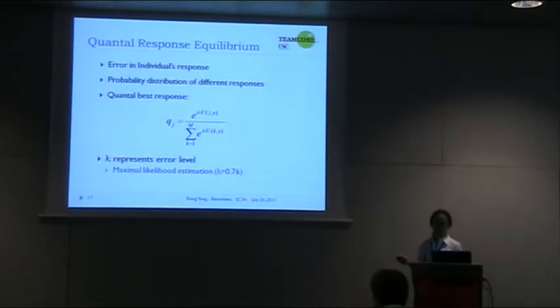We have one lambda here, which is the parameter that represents the error level in the adversary's quantal response. One extreme case you can imagine is if lambda equals 0, then the adversary is going to pick any target with a uniform distribution. Another extreme case is when lambda is very large, then the quantal response is going to converge to a best response. So in our work, we used maximum likelihood estimation to learn the value of lambda using the data we collected in experiments with human subjects.